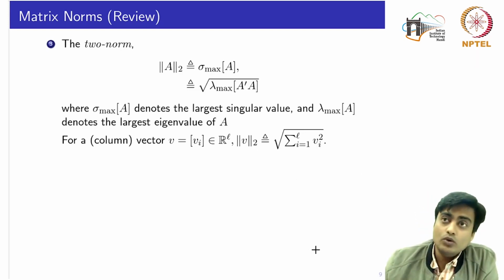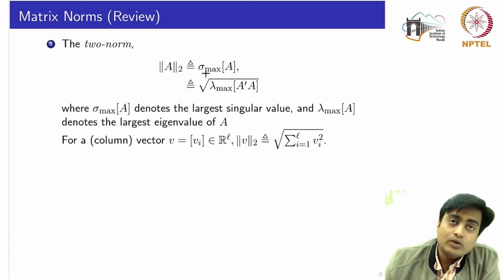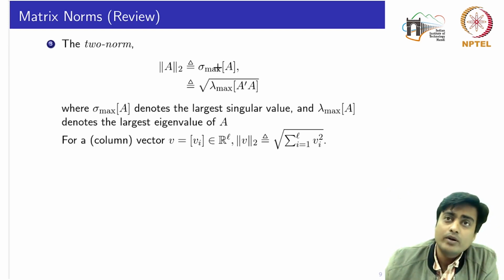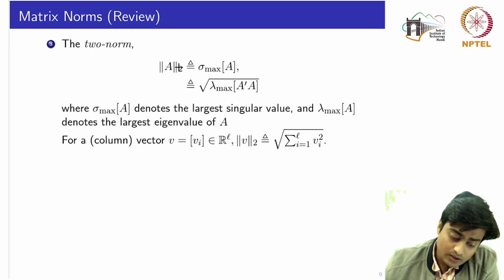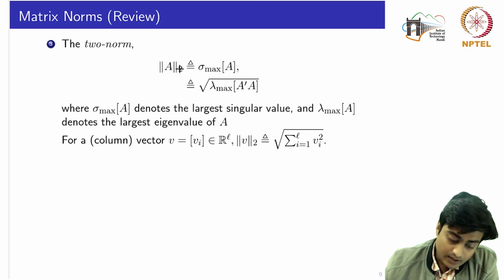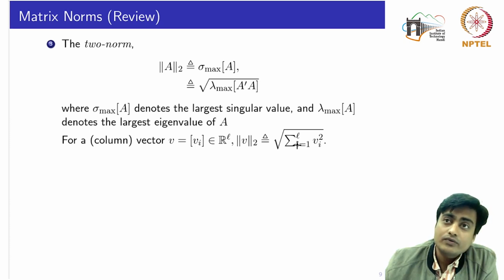Another norm is the 2 norm. So 2 norm is basically computed by computing the largest singular value of the matrix A. Since we have not studied how to compute the singular values, you can also compute the 2 norm by computing the largest eigenvalue of the matrix, which is given by the multiplication of the transpose of that matrix by itself, and then taking the square root will give you the 2 norm. Now for a column vector, it is given by the square root of the summation of squared elements of that vector, right?